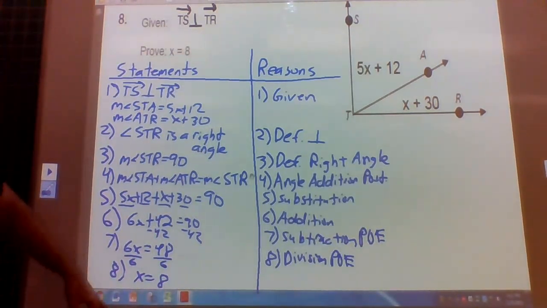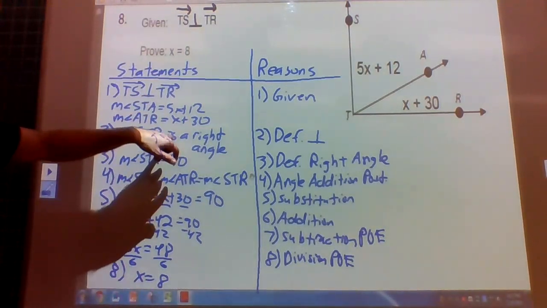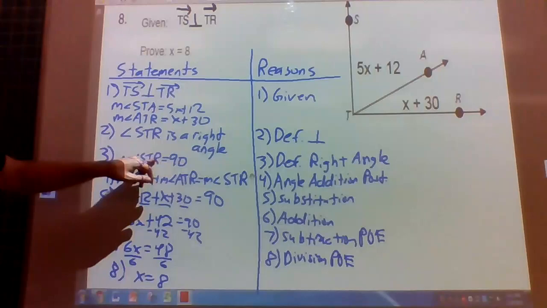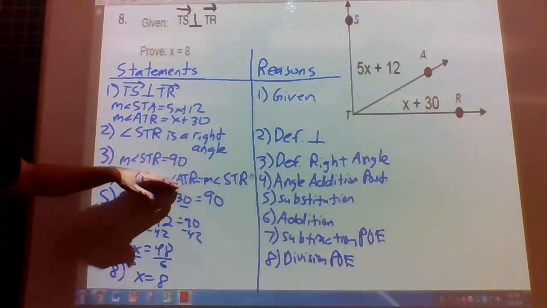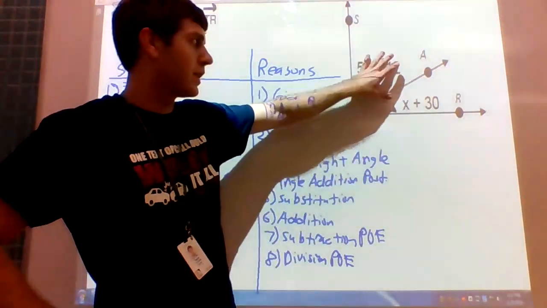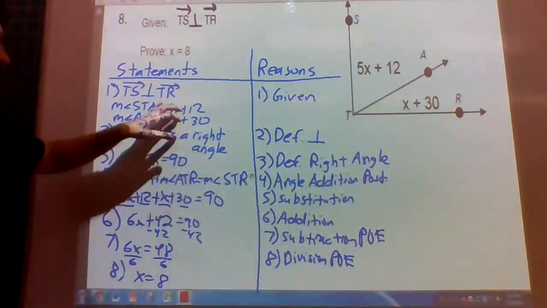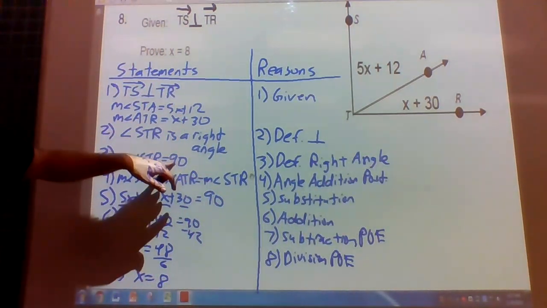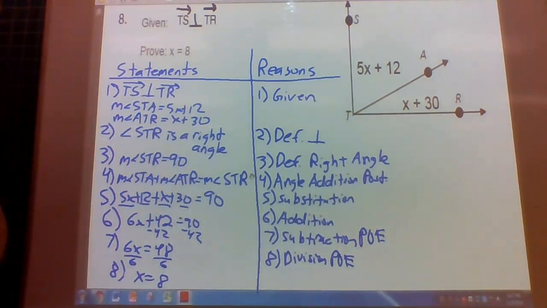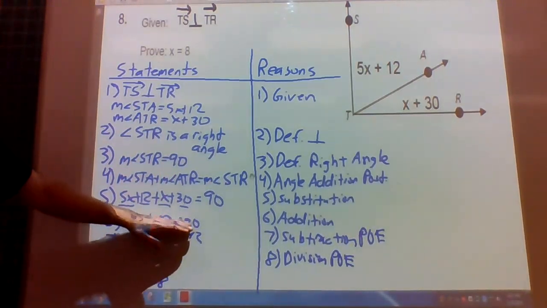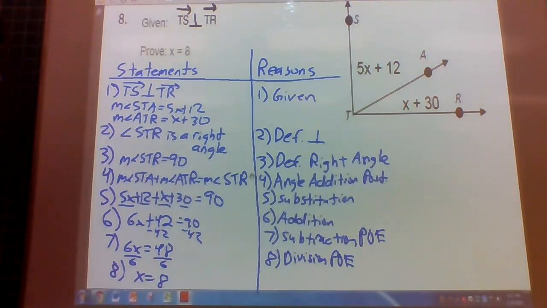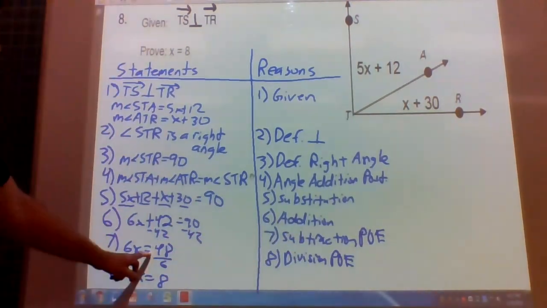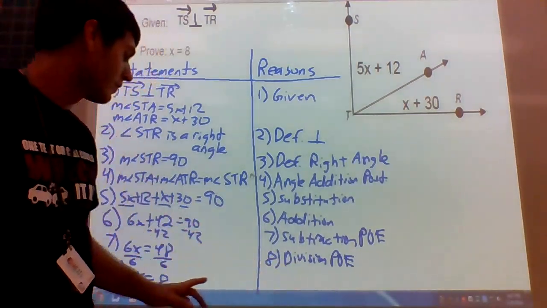Okay. So because you have perpendicular lines, you have a right angle. We know the measure of right angles are 90 by the definition of a right angle. We can use the angle addition postulate because we have angles, and the two small ones are going to add up to the big one. Substitute in all the stuff we know, 5x plus 12, x plus 30, and then the measure of angle STR is 90. And then addition, add them together, combine like terms basically. Subtraction property of equality because we're subtracting from both sides, and then division property of equality because we're dividing from both sides.